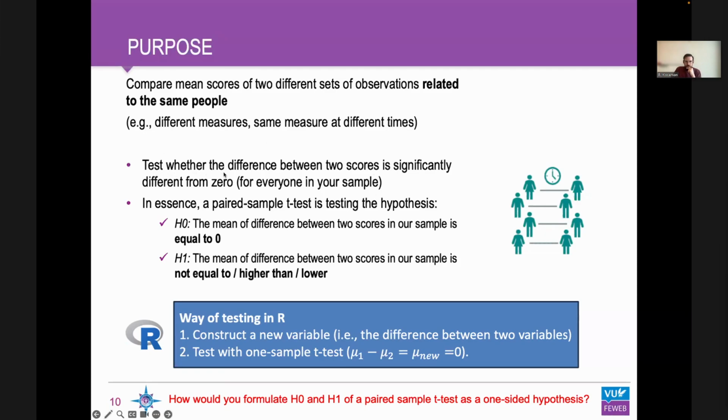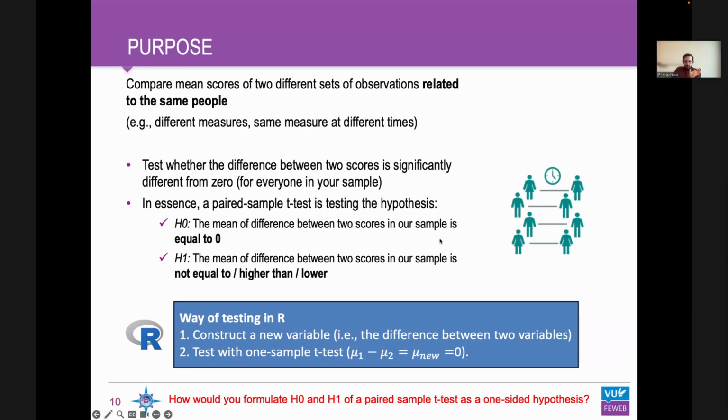So you test whether the difference between two scores is significantly different from 0. This is for everyone in your sample. In this case, this depiction is related to the same measure at different times. You want to understand for everyone what the difference between the measures is, and you compare the means again. So the null hypothesis here is that the mean difference between two scores in our sample is equal to 0. The alternative is that the mean of difference between two scores is not equal to, higher than, or lower than.